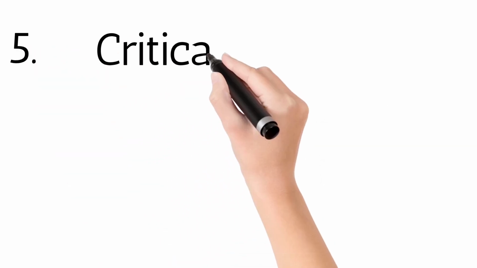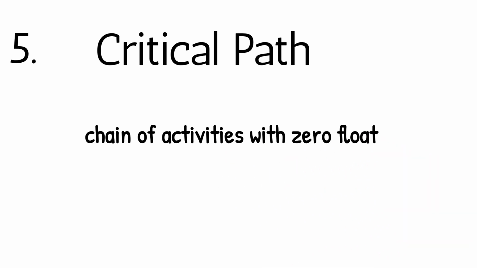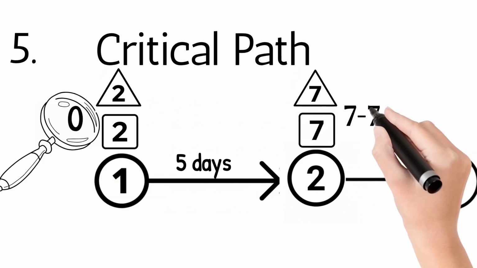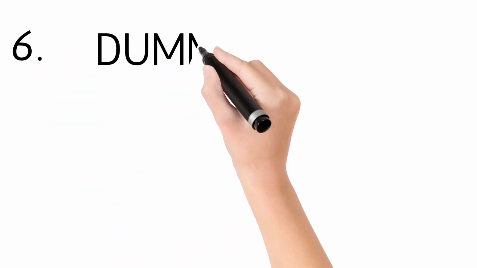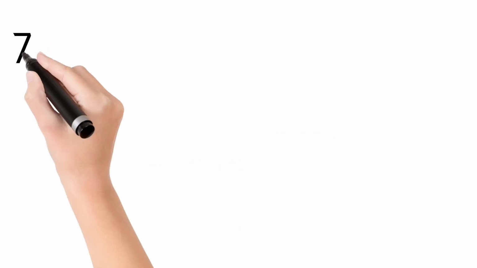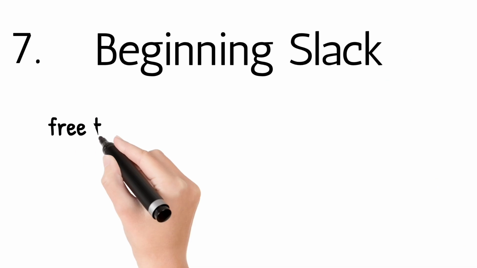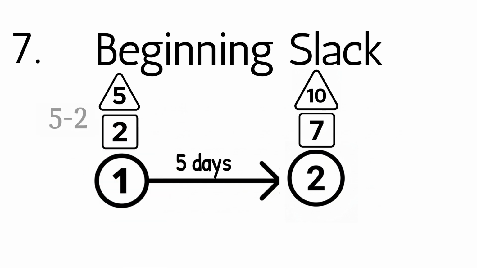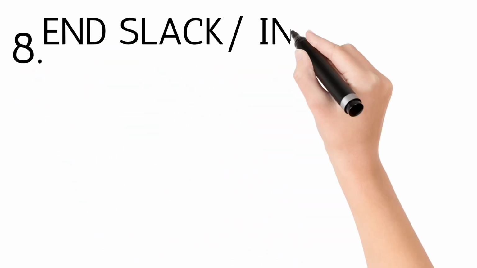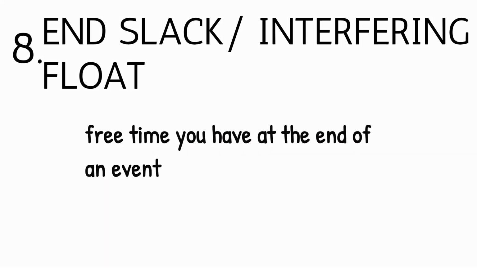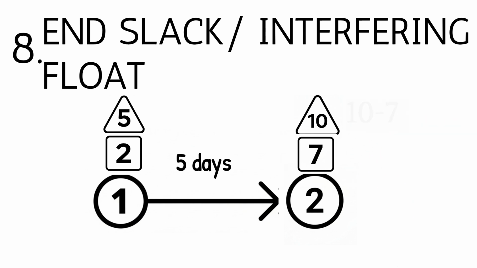5. Critical paths. This is the chain of activity with zero floats. If any activity on this path is delayed, the whole project is delayed. 6. Dummy. This is a fake activity with no duration, and it is used only to show a logical relationship. 7. Beginning slack. This is the difference between the latest time for starting an event and the earliest time for starting an event. 8. End slack or interfering float. This is the difference between the latest time to end an event and the earliest time to end an event.